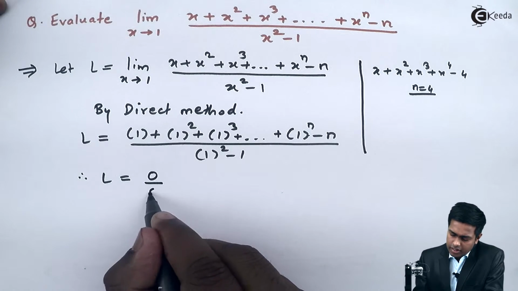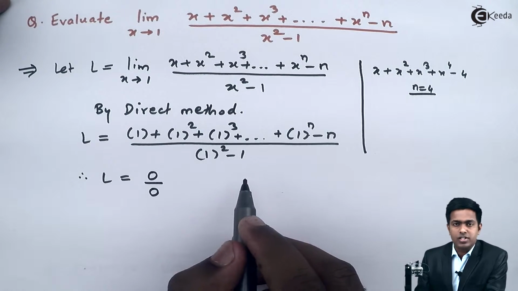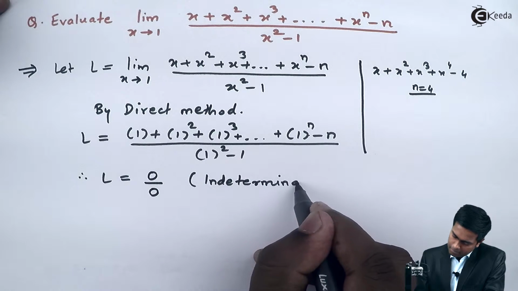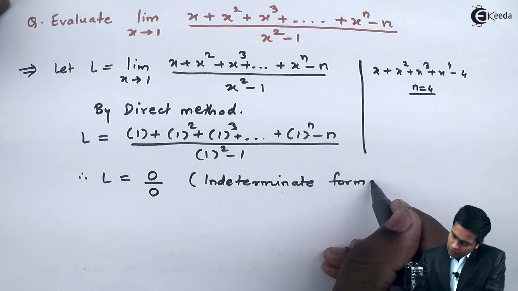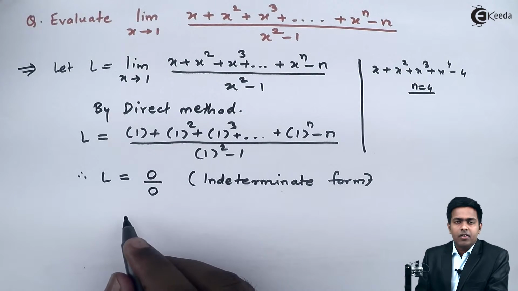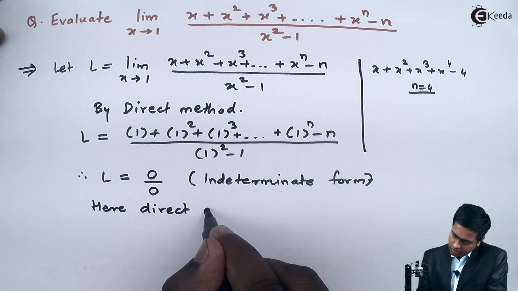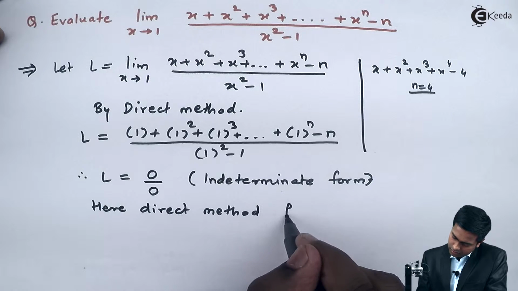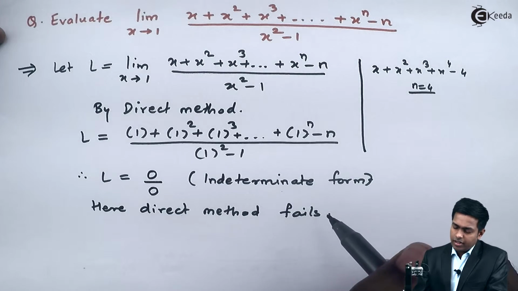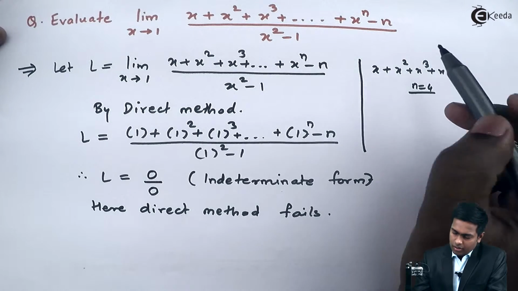Similarly 1² − 1 is 0. So here we are getting the value as 0 upon 0, which we call an indeterminate form. Whenever we get an indeterminate form, we say the direct method fails. So here I'll say the direct method fails. Now to evaluate the limit, we have to use some other method. So let's start with it.